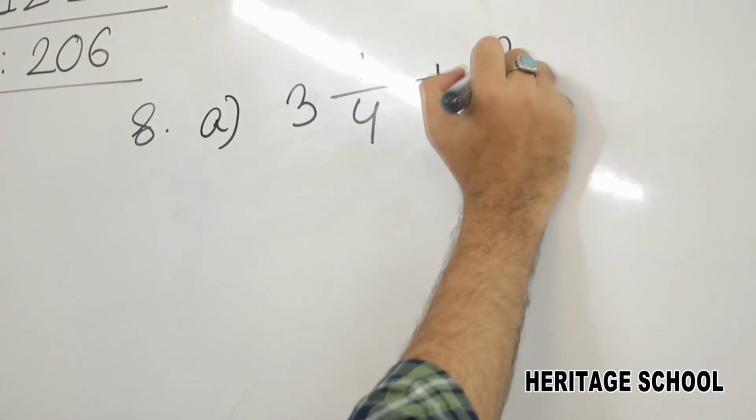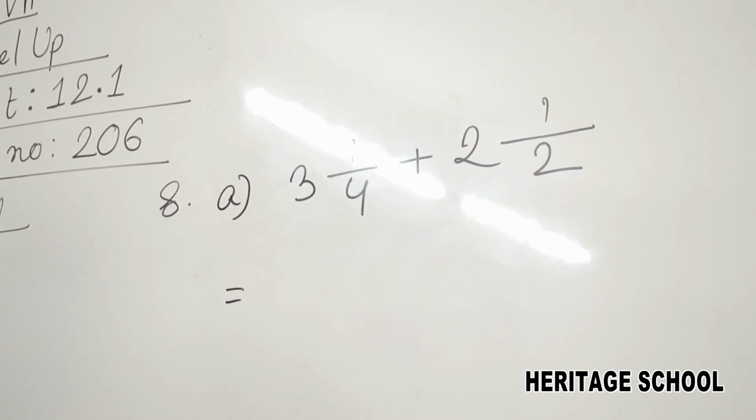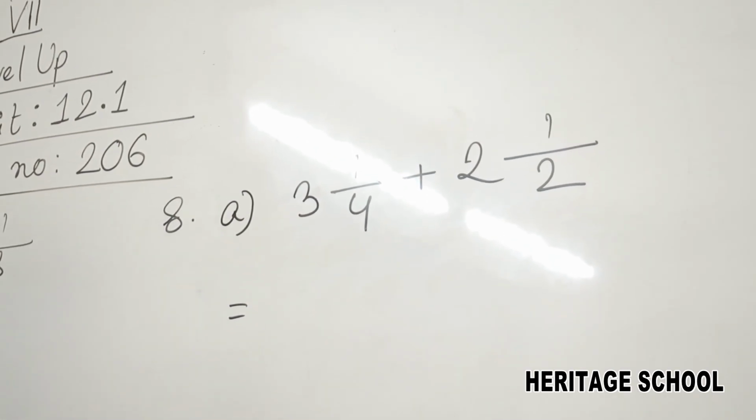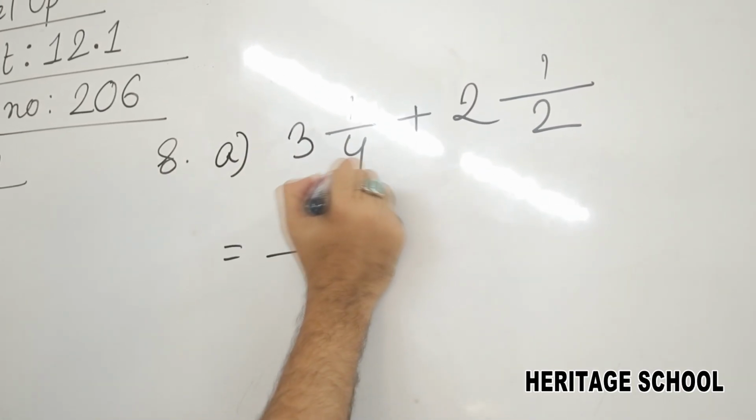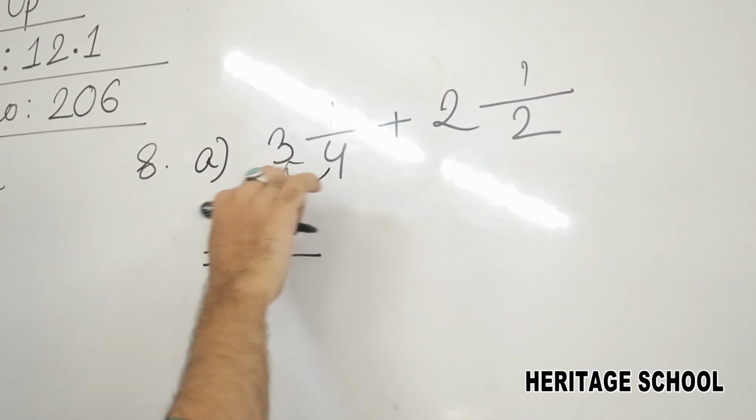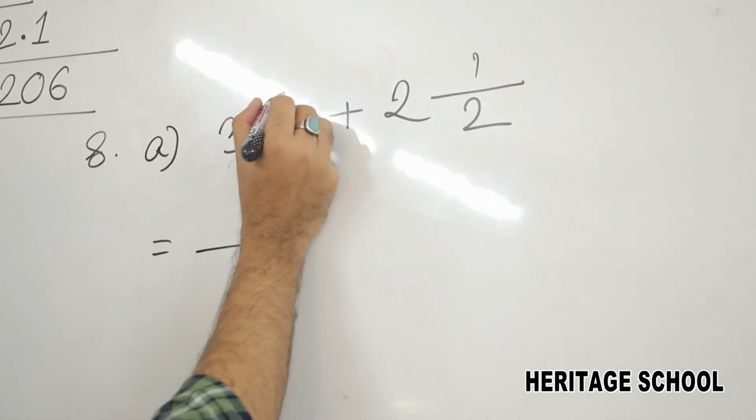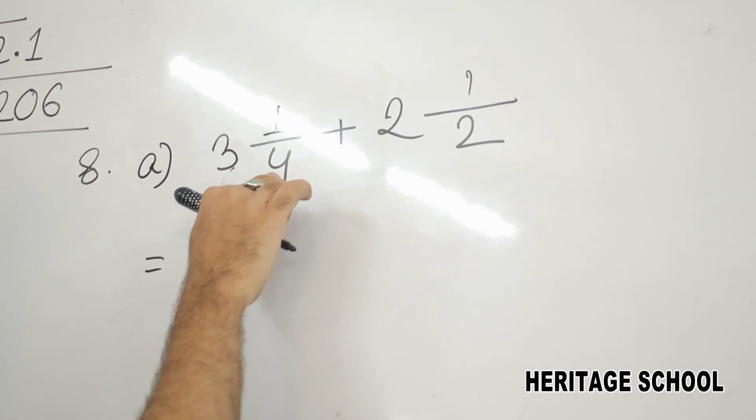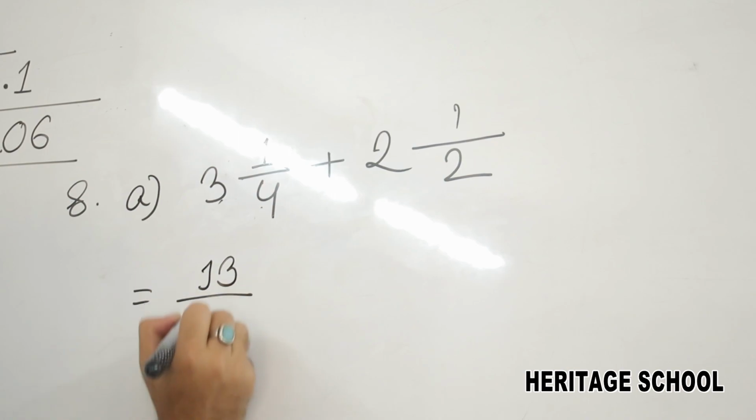3 whole 1 by 4. We add with 2 whole 1 by 2. So we have to convert mixed fraction to improper fraction. How can I convert mixed fraction to improper fraction? Look at here. 3 4s are 12. This number will be multiplied with this number. 3 will be multiplied with 4. It's 12. And the multiplication will be added with this number. The multiplication of 3 with 4 is 12, and 12 will be added with 1. It's 12 plus 1, 13.